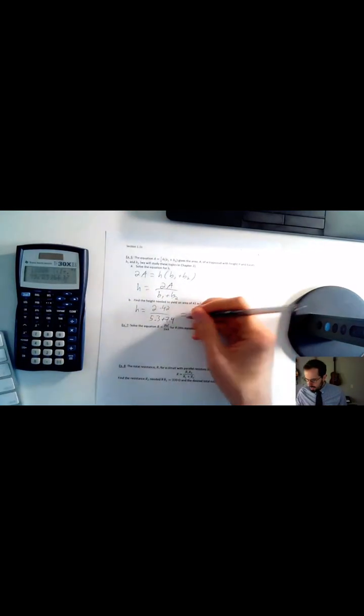So if we want the area to be 42 square meters and b1 and b2 have the values as shown there, well, all we need to do is plug in these numbers in here. We get 2 times 42 over 5.3 plus 7.4. We can probably just plug this all into the calculator, just noting that the denominator is that whole expression.